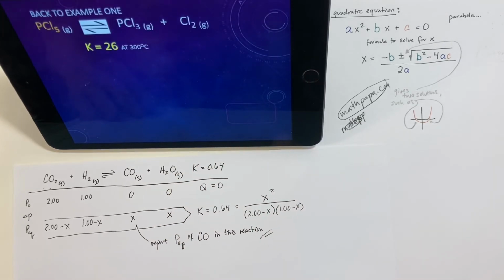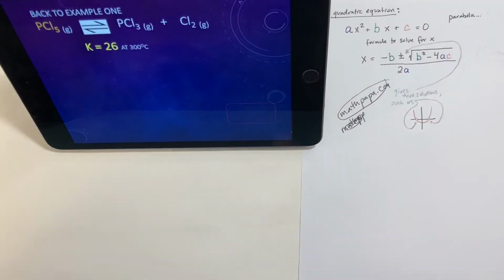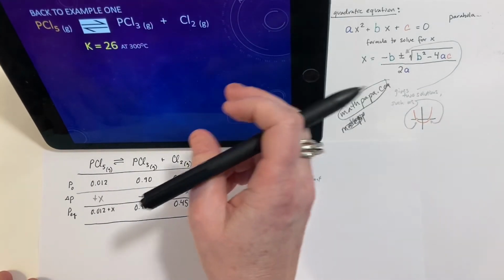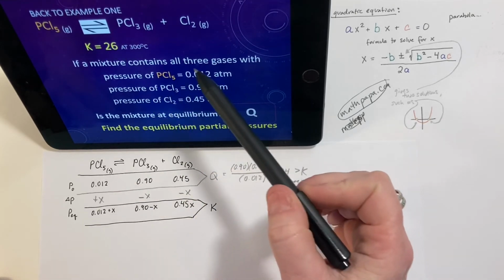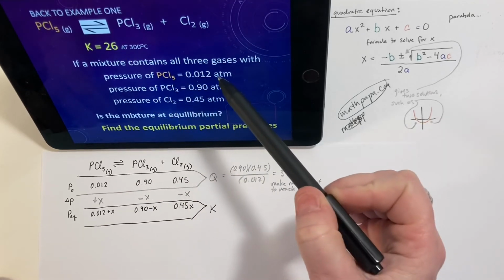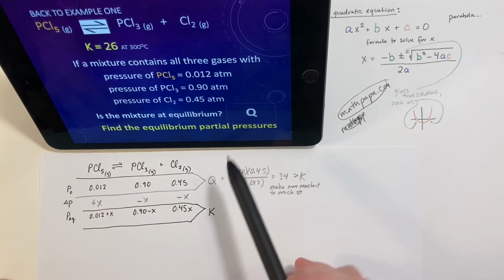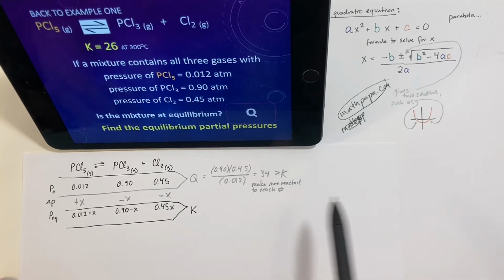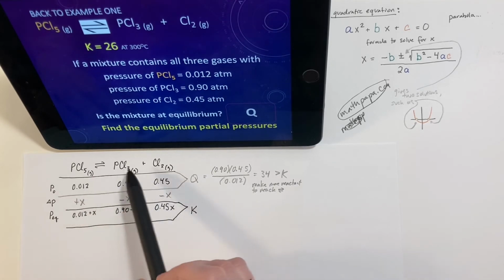Now, back to example 1. So if you look back in your notes to example 1, you can pause the video while you find your notes. But we worked on this one where, this is our very first example, example 1, where we looked at a mixture that temporarily contained all 3 gases, and we tried to find if it was at equilibrium. So I want to remind you of this. Because now we've built some skills here. So I got to review this.